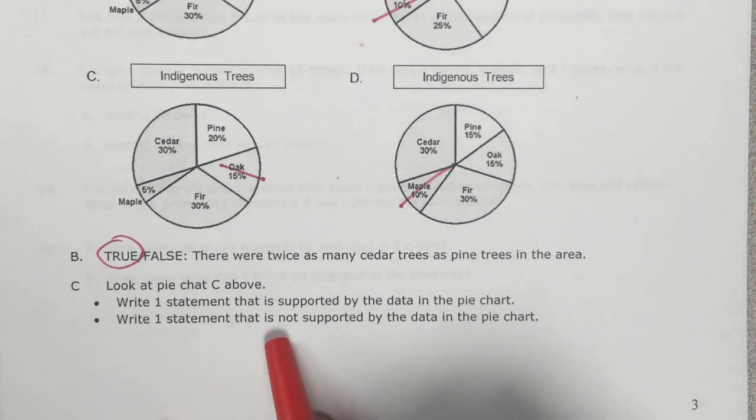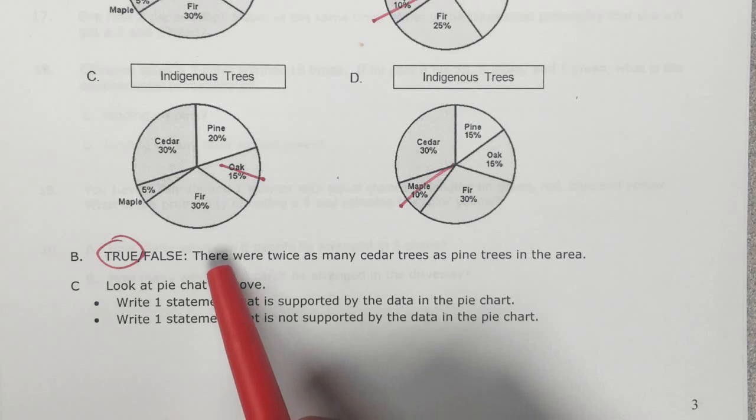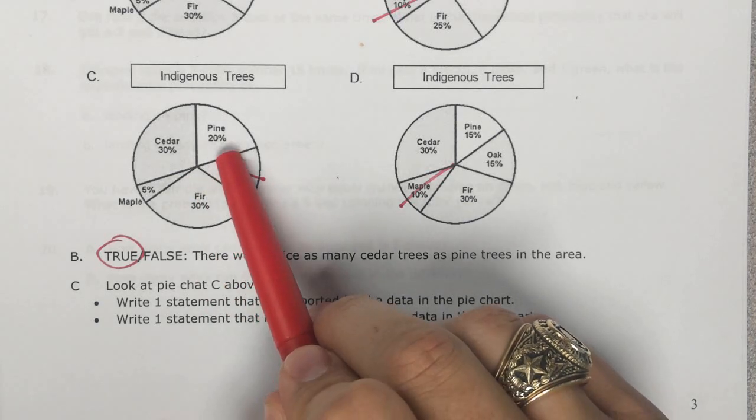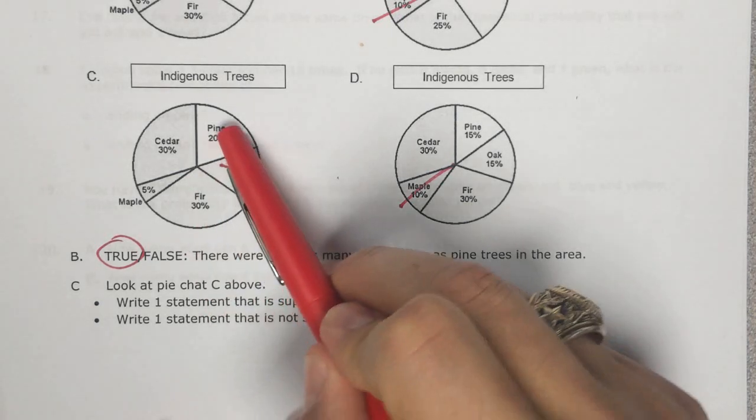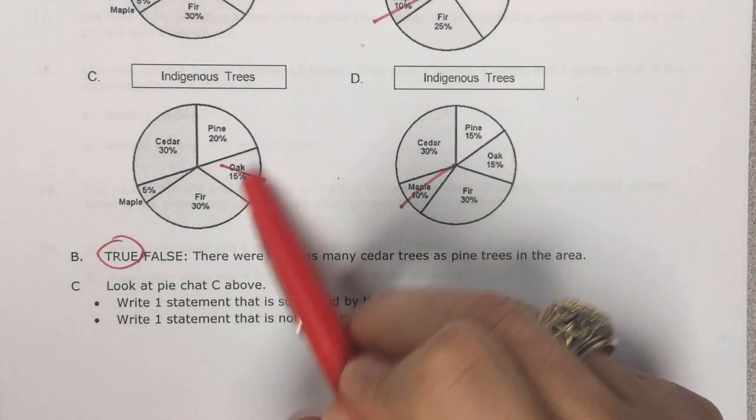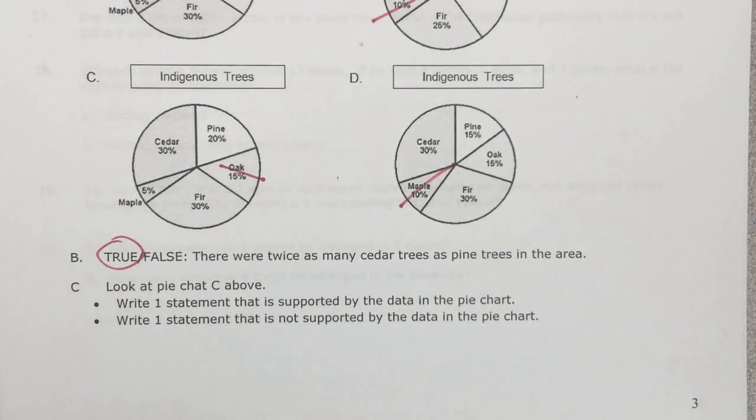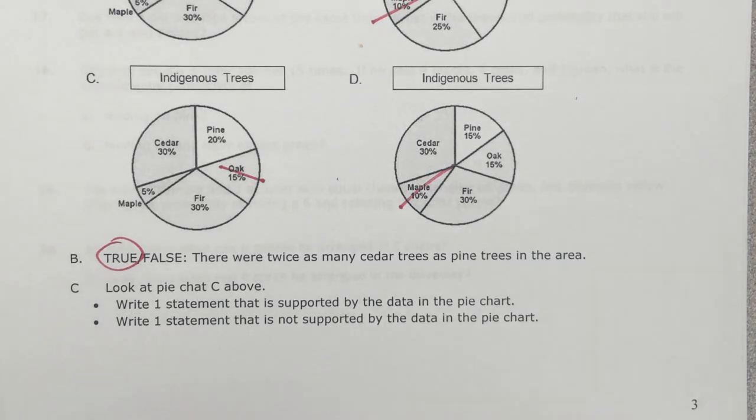Write one that is not supported. For example, I could say there are twice as many fir trees as pine trees. Well, if I doubled the pine trees, that would be 40%, not 30%. Those are just 2 examples of what you could use.